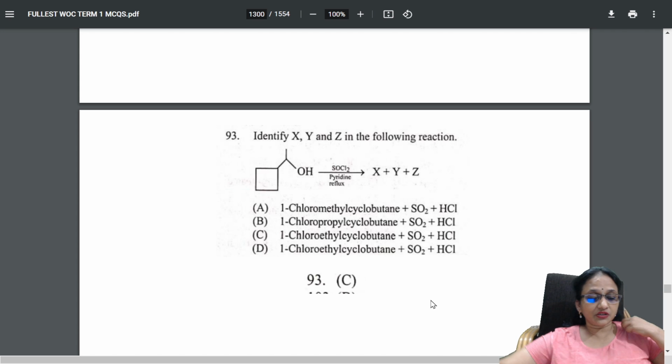There are two gaseous products. One is sulfur dioxide and one is HCl. So remember, with thionyl chloride, your OH is replaced by the Cl. That's all.